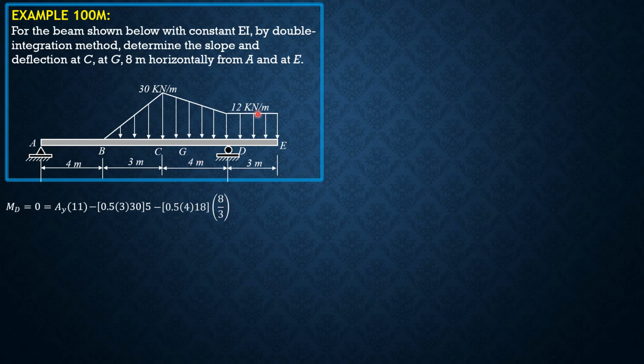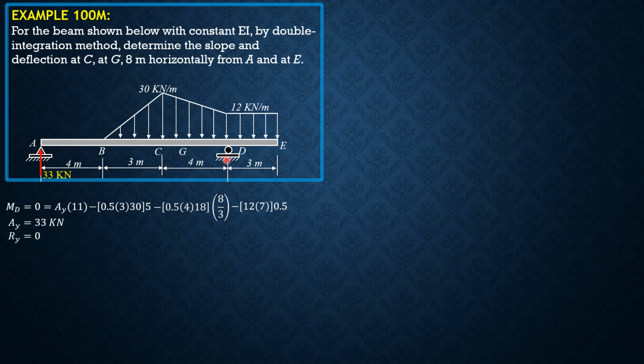Then for this rectangular loading, minus 12 times 7, the moment arm is half of 7, 3.5, so this is 0.5. So minus 12 times 7 times 0.5. So solving for AY is equal to 33 kilonewtons. Then let's put it there. AX is 0, not shown. Then let's solve for RD by summing up forces vertical.